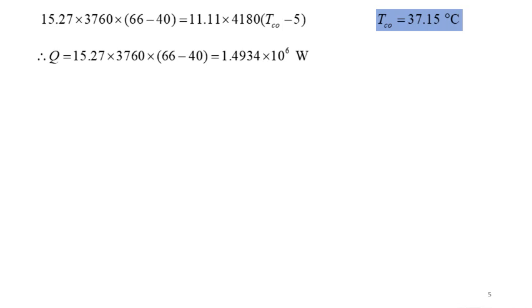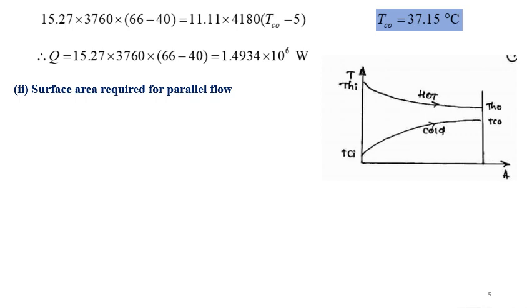Now we will try to calculate the area required for the heat exchanger in order to transfer this amount of heat. Q is equal to 1.4934 into 10 to the power 6 watt. What is the area required for parallel flow as well as for counter flow? Now we will first find the surface area required for parallel flow. Now you know the temperature profile for the parallel flow, isn't it? This is the temperature profile for the parallel flow.